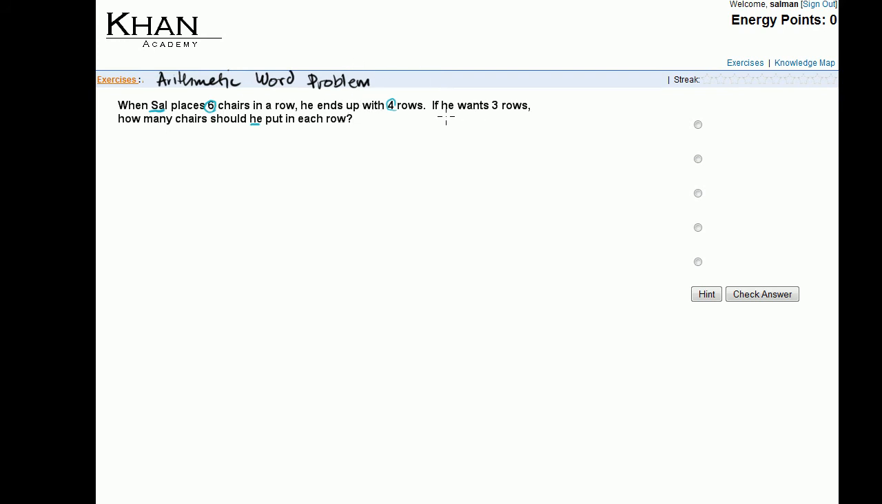And then if he wants, and of course he is going to be based on this proper noun, if he wants 3 rows, another random number, want to make sure that this is a factor of 6 times 4, how many chairs should he put in each row? Now this problem, we can make it either a multiple choice or a free answer. I'll leave it up to your discretion which one you want to do.